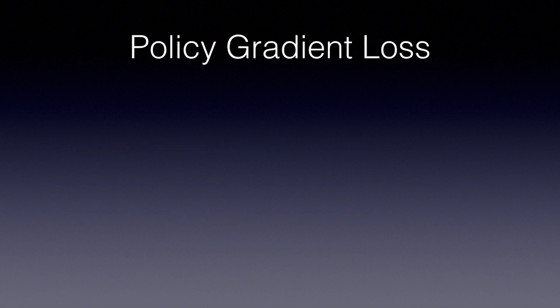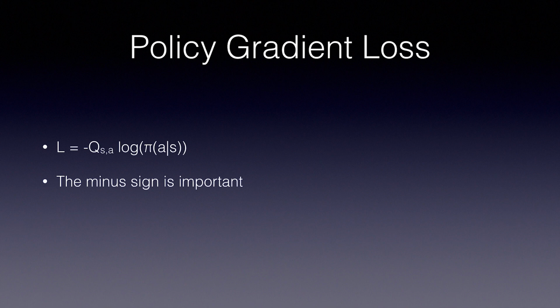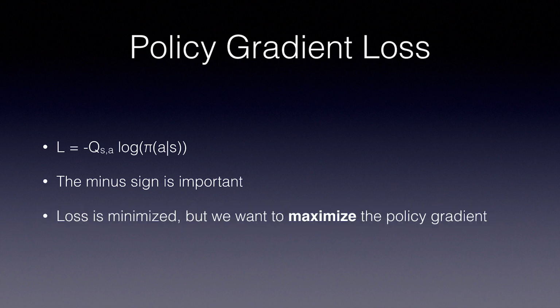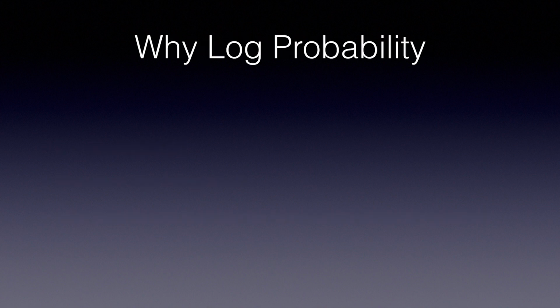Let's take a look at the policy gradient loss function. Loss equals the negative Q of S and A times the log of the policy for the action and state. The minus sign is important since we minimize the loss function during stochastic gradient descent, but we want to maximize the policy gradient. So why use log probability instead of just probability?